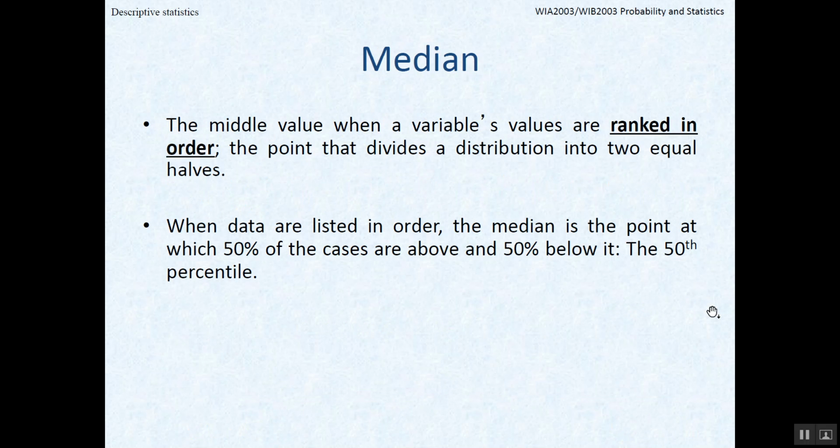To put it simply, it is the 50th percentile. That means usually you rank them from the smallest to the largest value, and then if the total number is an odd number, it's easy. You just take the middle number, right? But if it's an even number, then you have to take the center two numbers and find the average.